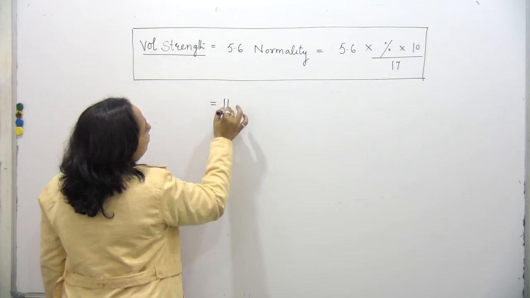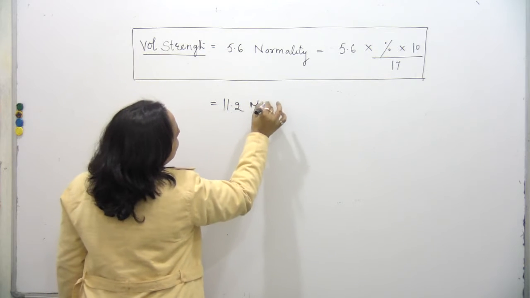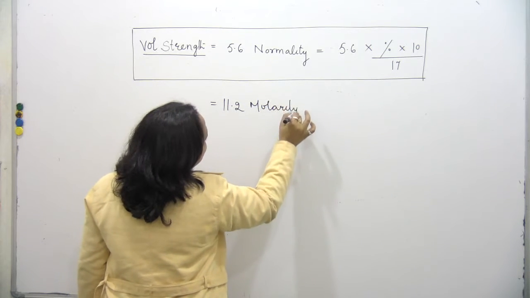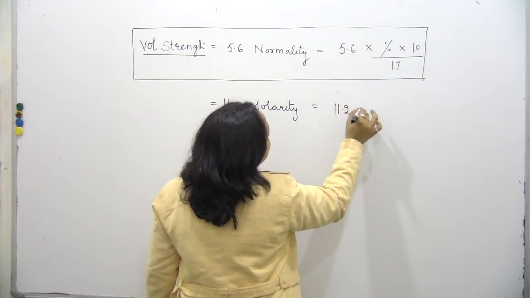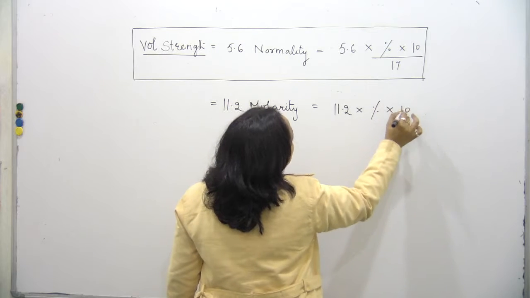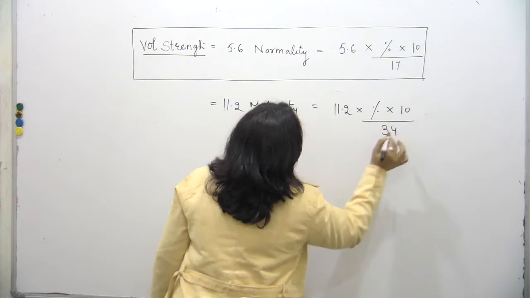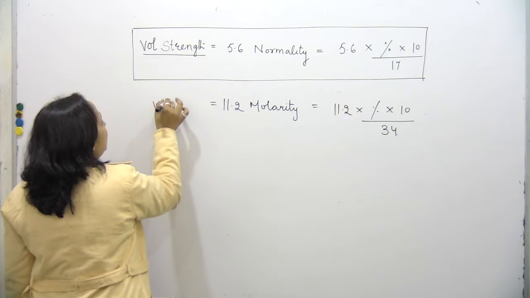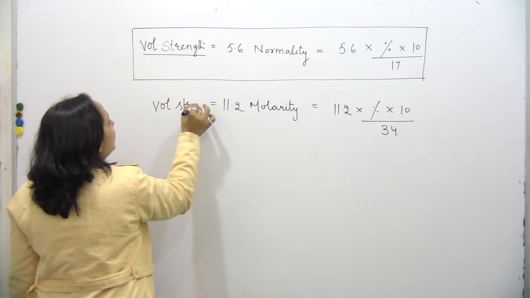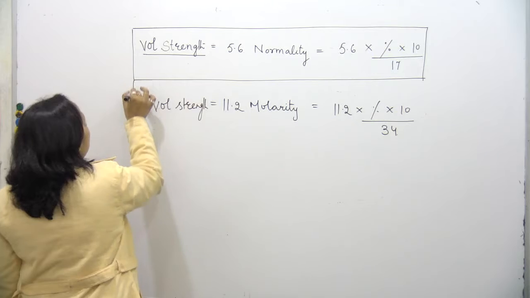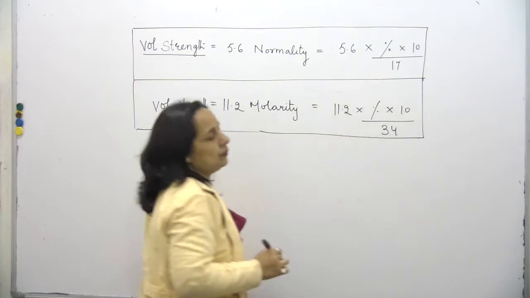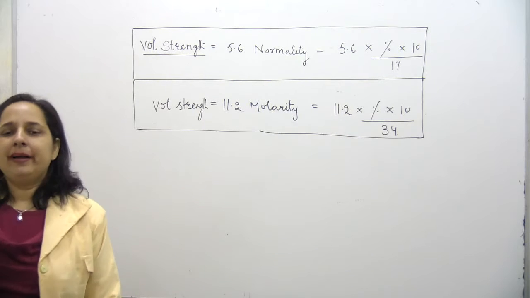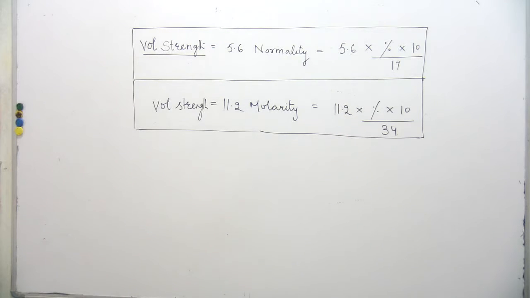It can be 11.2 times molarity. And molarity is 11.2 times percentage into 10 upon 34. So volume strength can be related to normality and molarity by this direct formula. We can solve numericals of hydrogen peroxide by using this basic formula of H2O2.